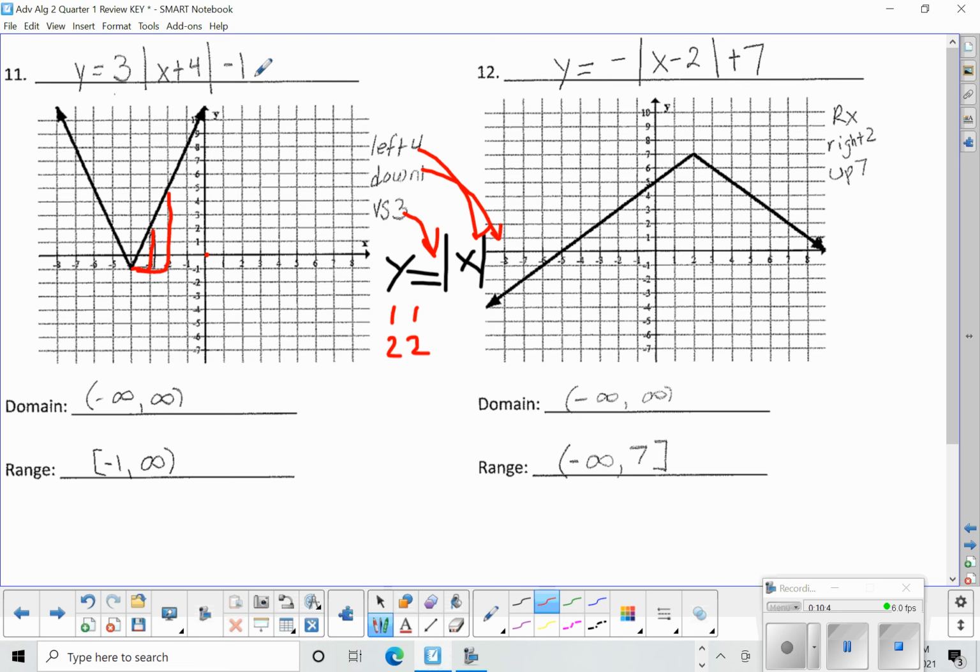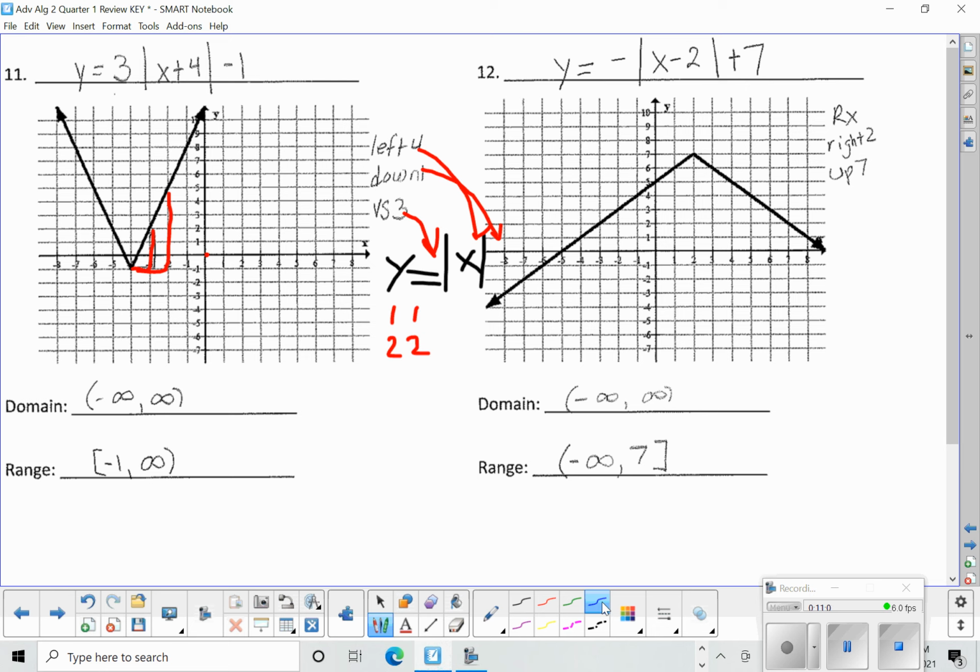I've got my equation. Now, for the range, when I look at this graph, it's given to you. The bottom of the graph is here at negative 1, and there's actually a point there when y is equal to negative 1. So I use the bracket, and it goes up forever, so it goes up to positive infinity.